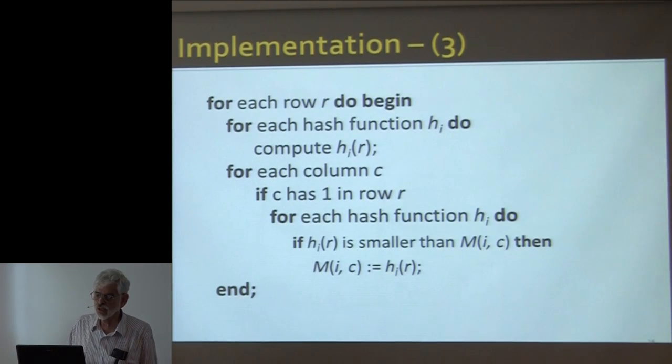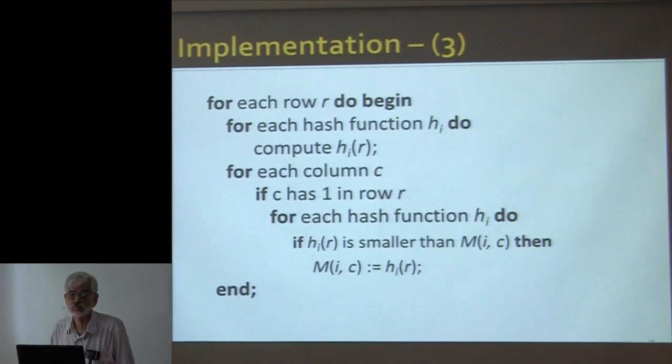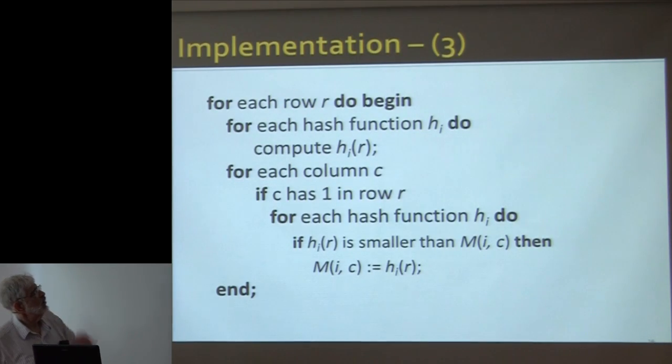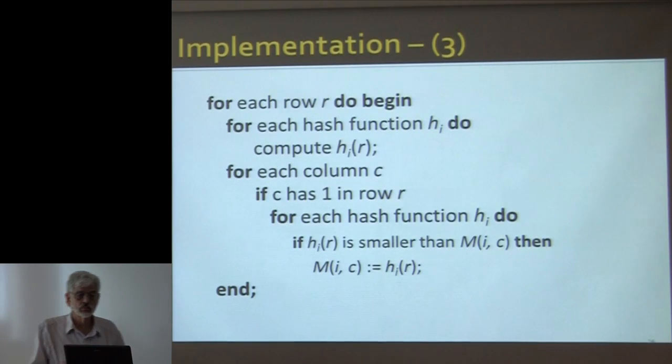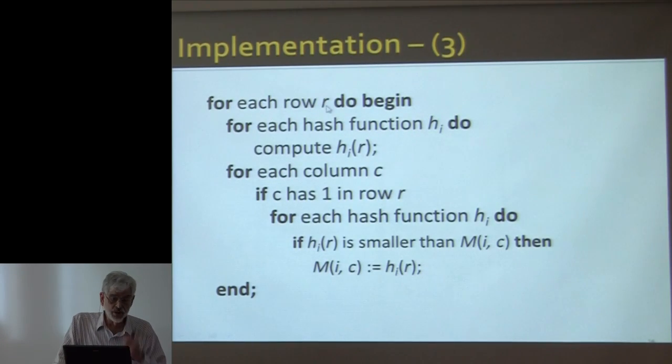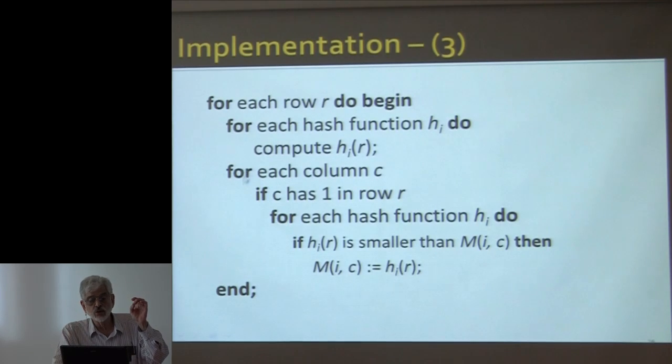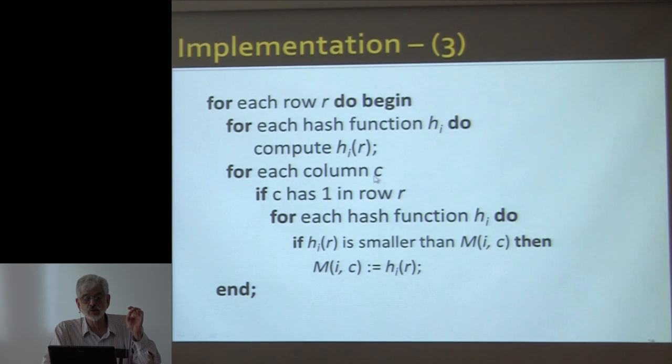Okay, so here's the code. Again, the outer loop is on the row. For each row, the first thing I want to do is compute the 100 hash functions once and for all for that row. I don't want to have to do that for every column in which the row has a 1. I want to do it once and for all. And now, fixing on row R, in an inner loop, I'm going to look at each column in turn.